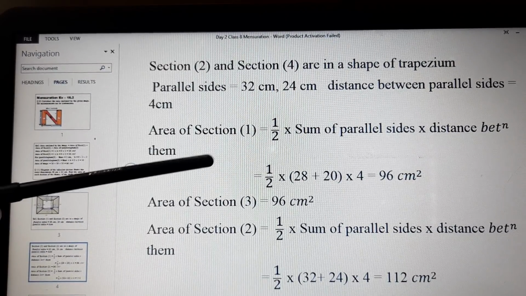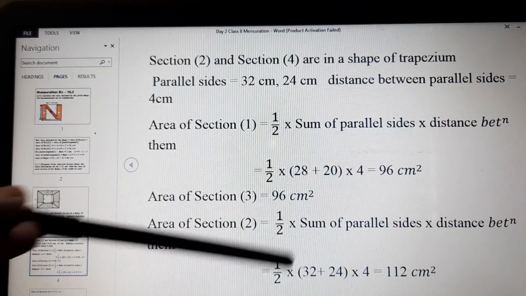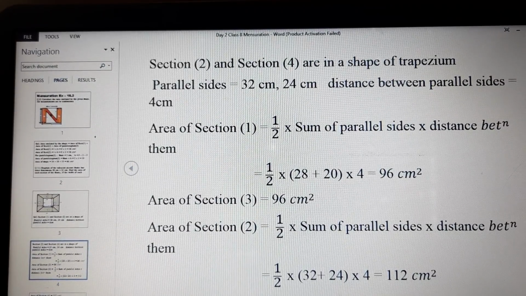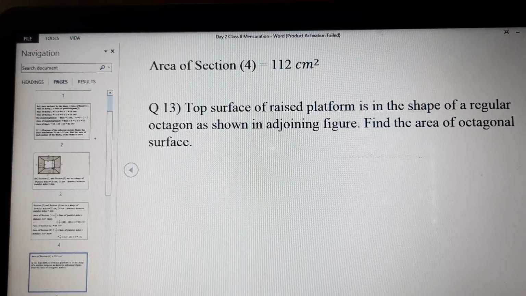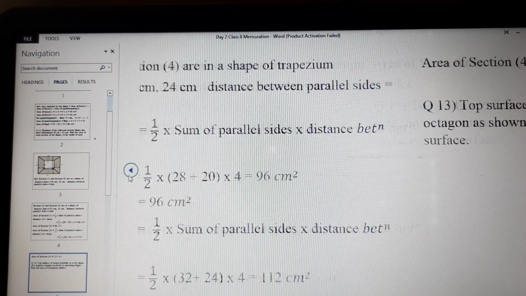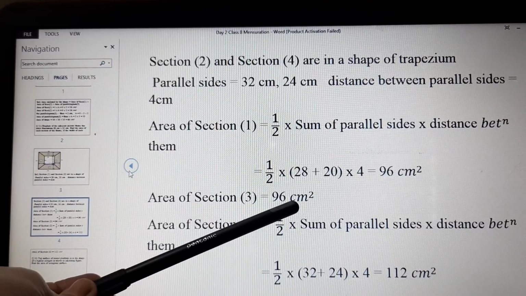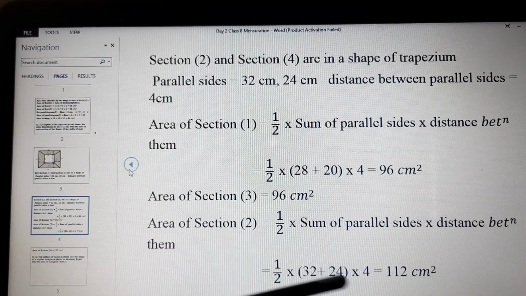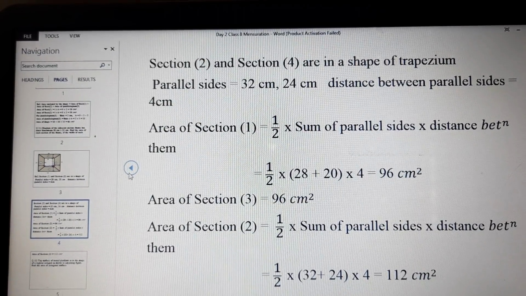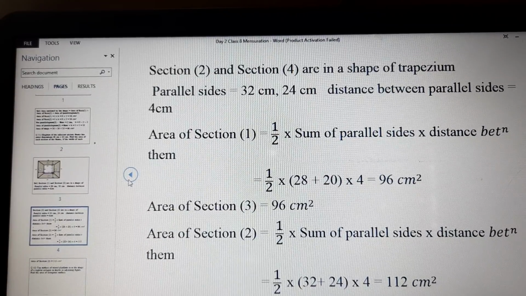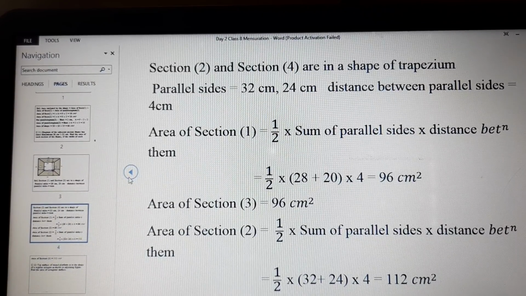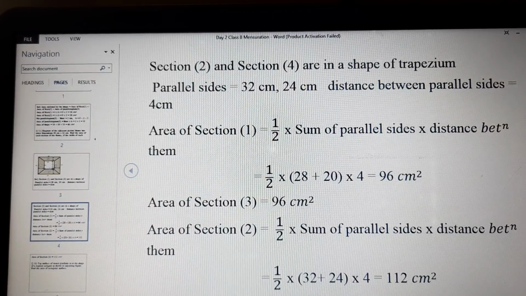As we have already discussed, area of section 1 is 96. So, area of section 3 will also be 96. Area of section 3 is 96 and area of section 2 has come 112. So, area of section 4 will also be 112 centimeters square. Clear?